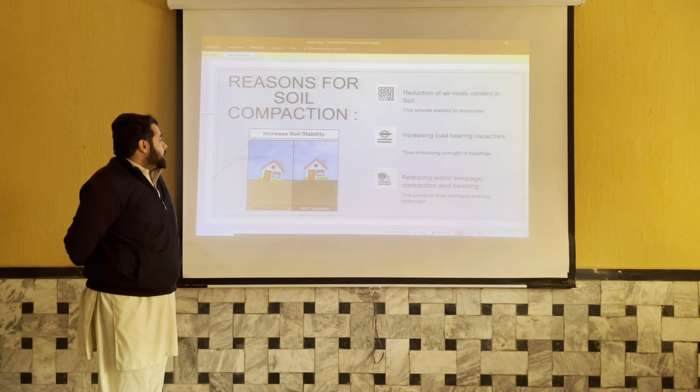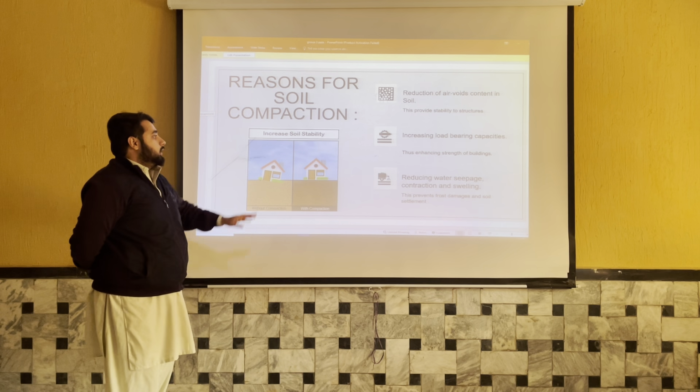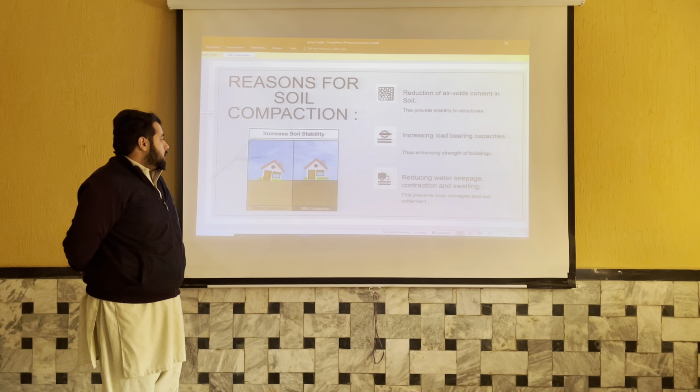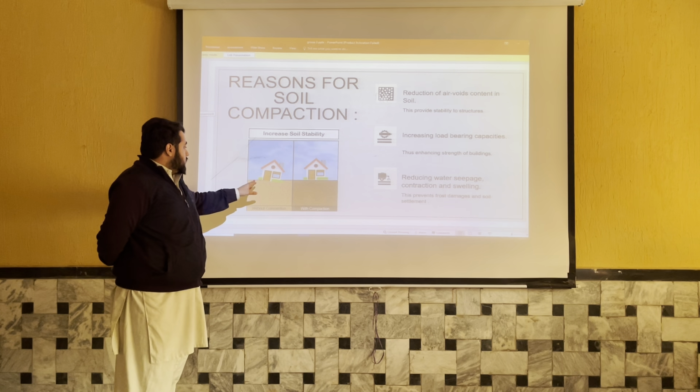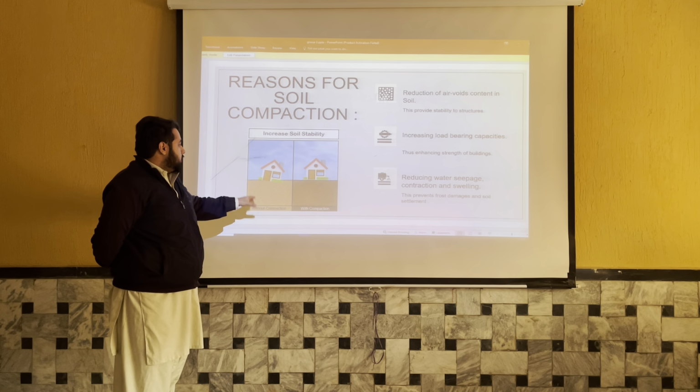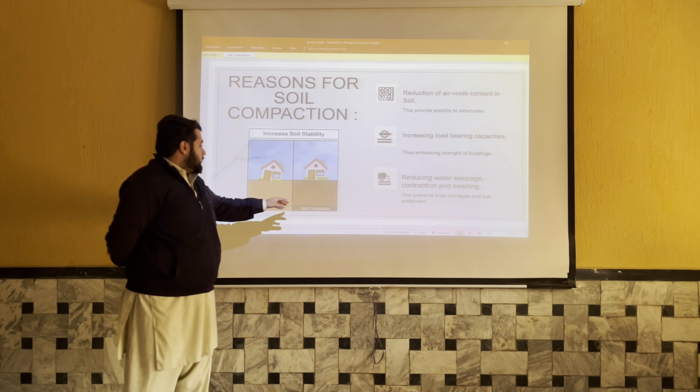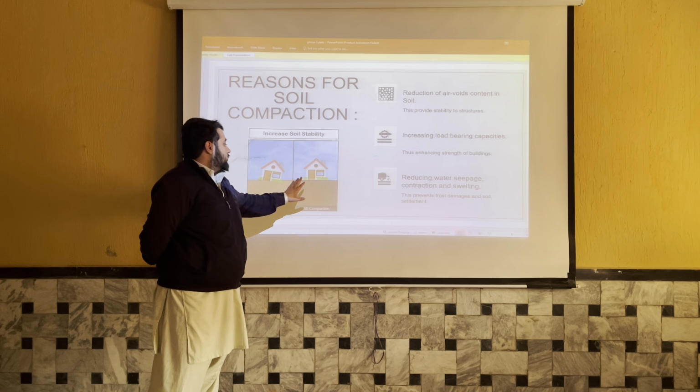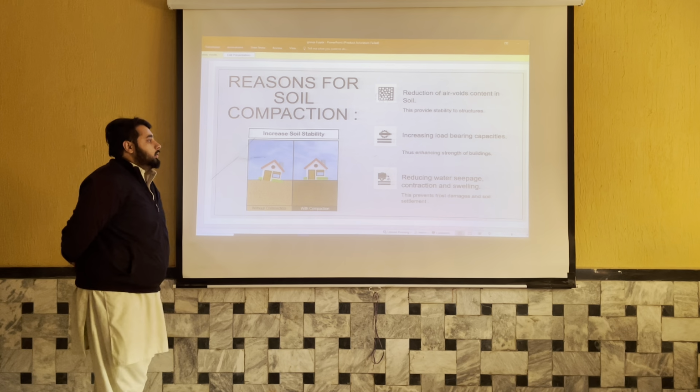As you can see in the picture, as we discussed the second reason about the load. So in this picture you can see that without compaction, the house is like falling. And to the right we are seeing with compaction, it's like stable.